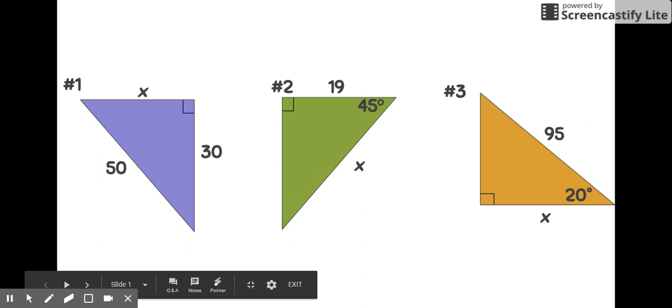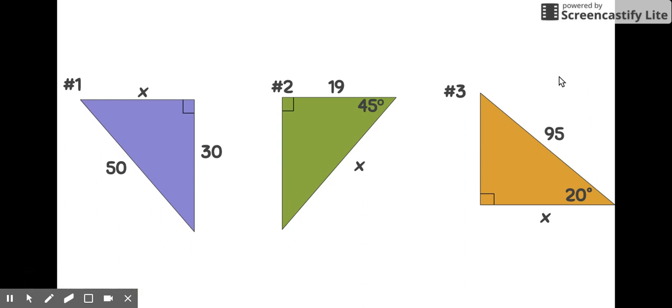So in this situation, we have three different right triangles. If you notice with the first triangle, we have a side length of 30 units and the hypotenuse length of 50 units. So in this case, we're trying to find x, which is the length of one of the sides. And so we could use Pythagorean theorem to solve for x.